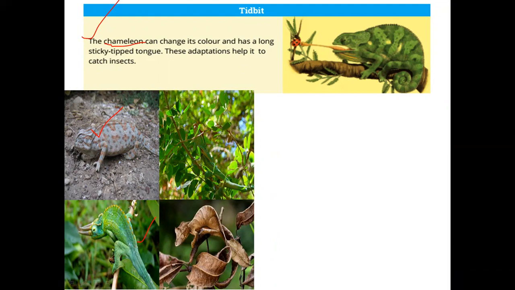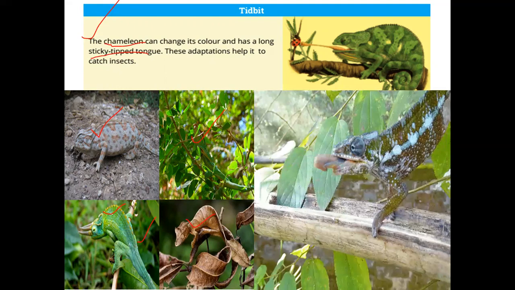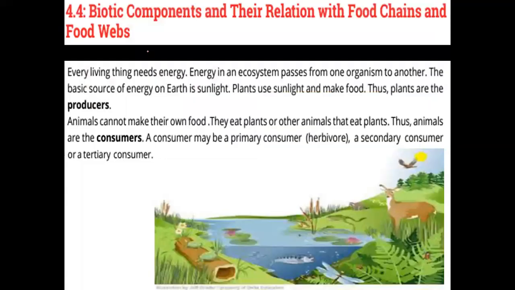If you see this one, it doesn't seem that it is a chameleon, it's just a stem or like that. It also just looks like leaves. So it changes the colors to capture the insects and its prey. And it has a long, sticky-tipped tongue, very long, to capture its prey from a long distance.